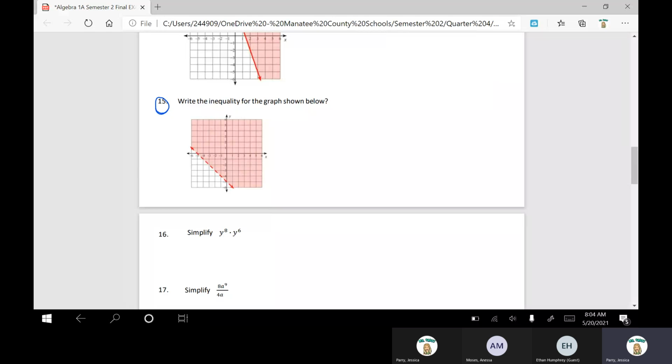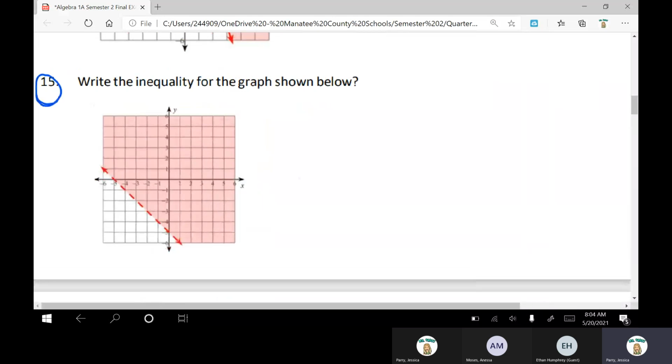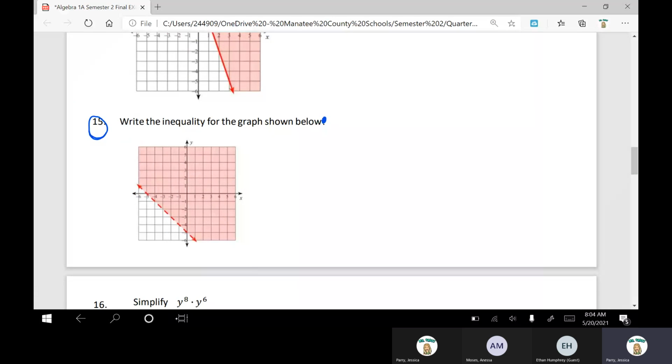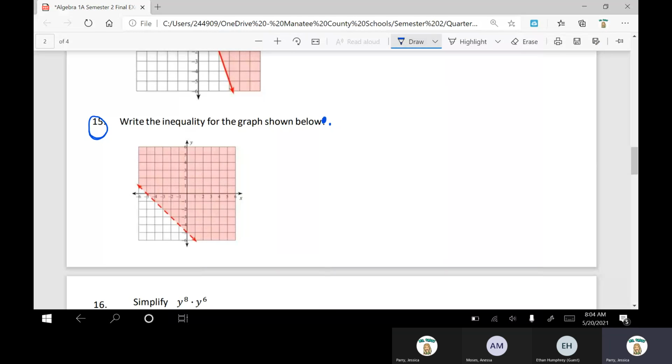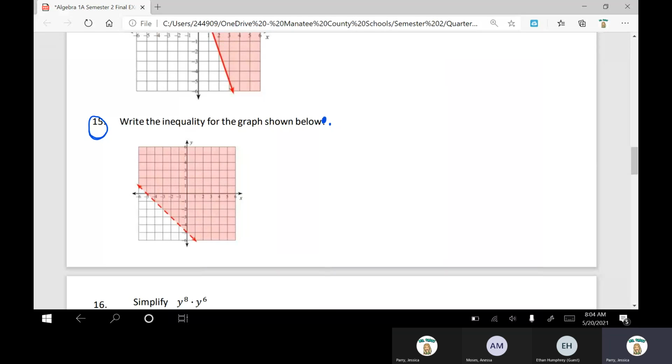Number 15 says, write the inequality for the graph shown below. That should be a period, not a question mark, because that's incorrect. Okay, so write the inequality for the graph shown below. So this is just like y equals mx plus b is how you would want your final answer. But instead of an equal sign, you're going to have an inequality sign, the less than or equal to, greater than or equal to. It's going to be one of those symbols instead of the equal sign.